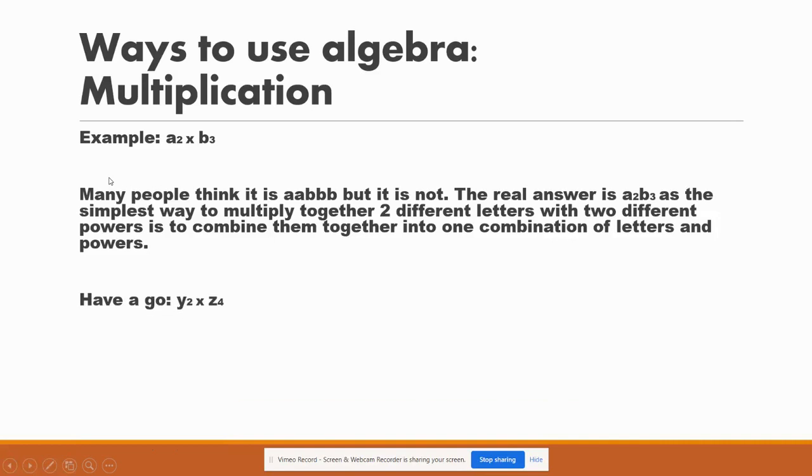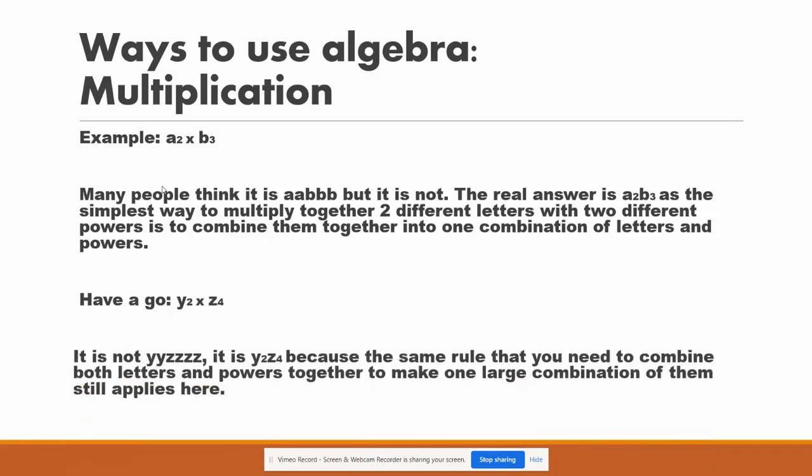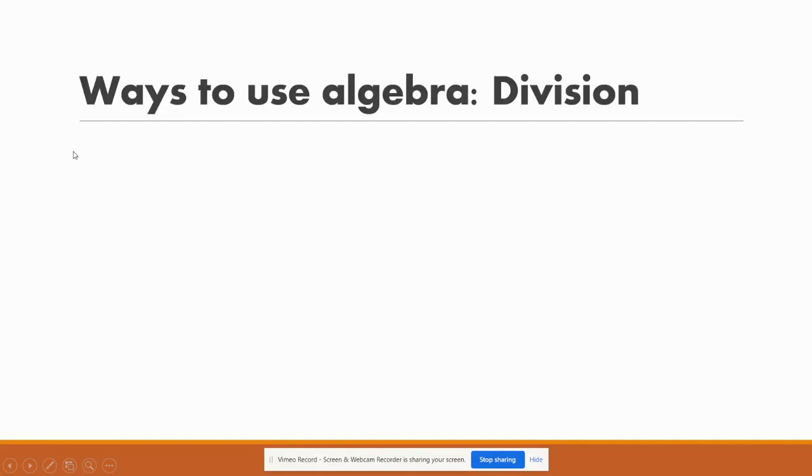Now you can have a go. Y squared times z to the power of 4. Pause the video now to try it out. Your answer to this is not y, z, z, z, z. It is y squared z to the power of 4, because the same rule that you need to combine both letters and powers together to make one large combination of them still applies here. Now we're going to move on to division.